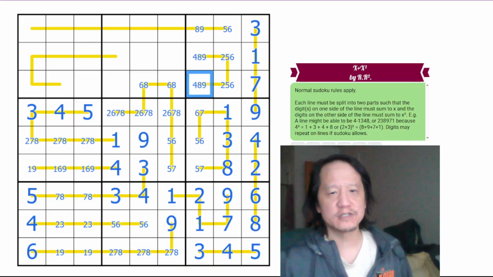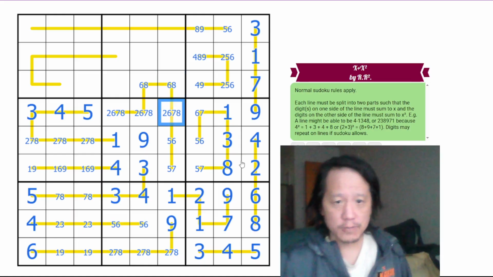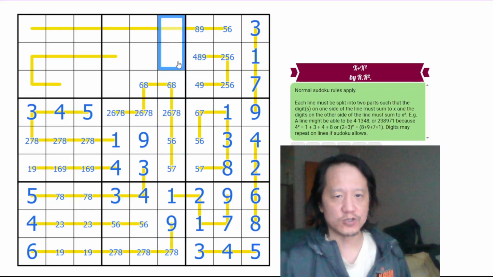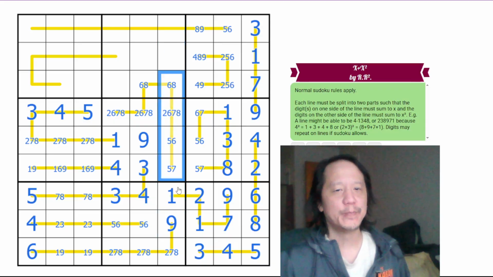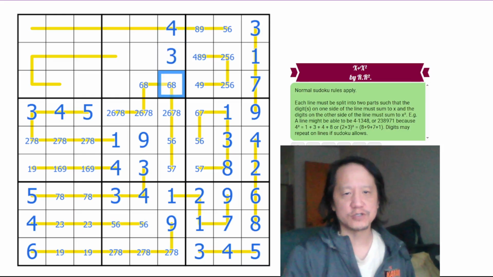That eliminates 6 and 8 from the rest of the row. We also have a 2, 5, 6, 7, 8 quintuplet in column 7, which eliminates 2, 5, 6, 7, 8 in the rest of the column. This must be 3 and 4. This can't be 3 because of 3 in the column. So this is 4, which makes this 3.